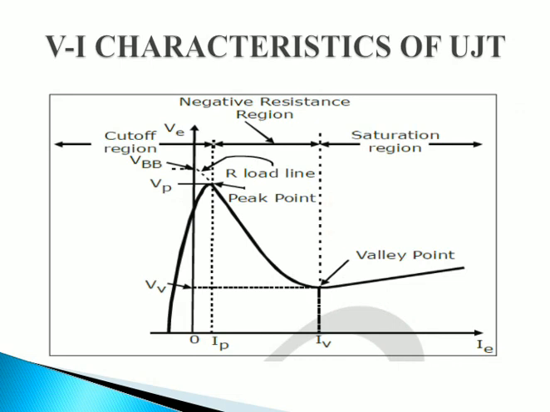You can see here there are three regions, right? One is the cutoff region, one more is the negative resistance region, and one more is the saturation region. So in the cutoff region, what happens? Your emitter voltage is increased from 0, but there is a small leakage current which flows through the device, and still you can say that this device is off because it is in the cutoff region.